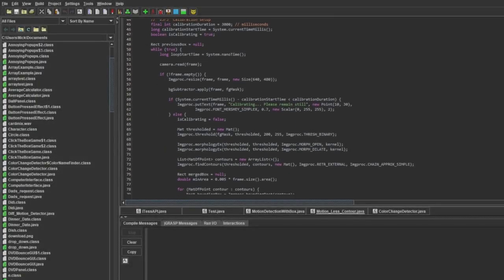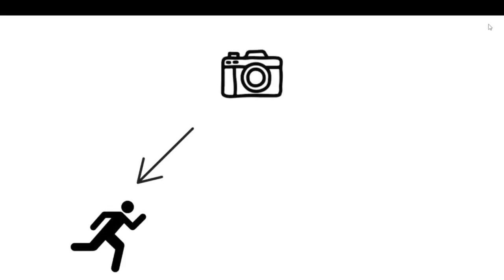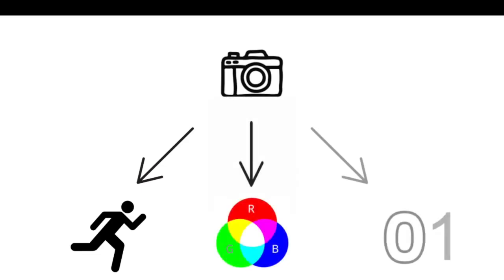I created a set of 3 autonomous computer programs using Java that monitors a live camera feed and can identify specific changes such as motion, color, and number values in real time.